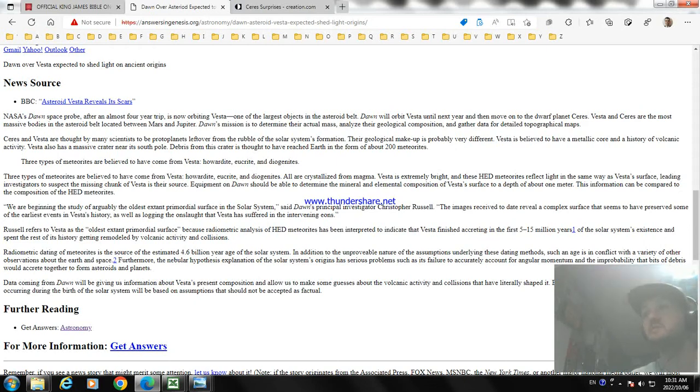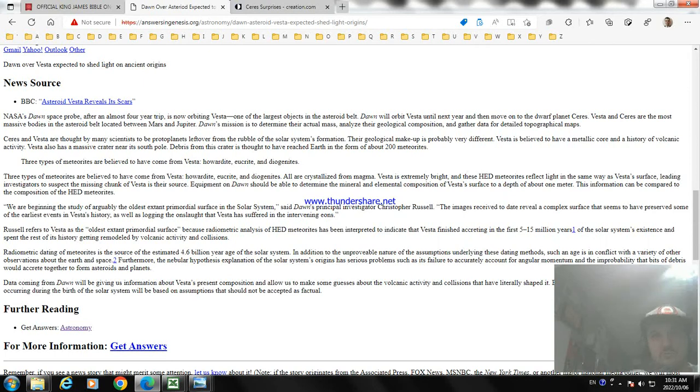Vesta is believed to have a metallic core and a history of volcanic activity. Vesta has a massive crater near its south pole. Debris from its center is thought to have reached Earth. It formed about 200 meteorites. Three types of meteorites are believed to come from Vesta: howardites, eucrites, and diogenites.